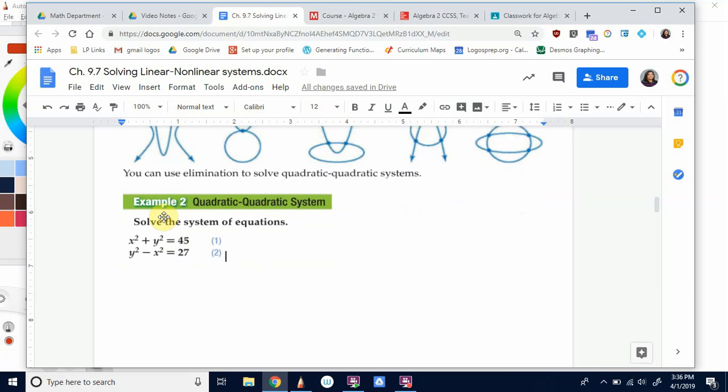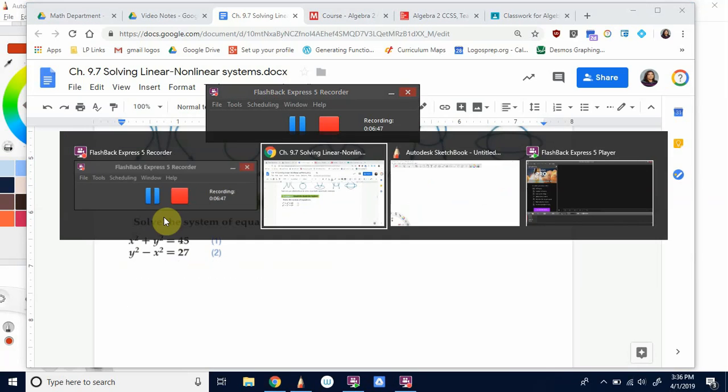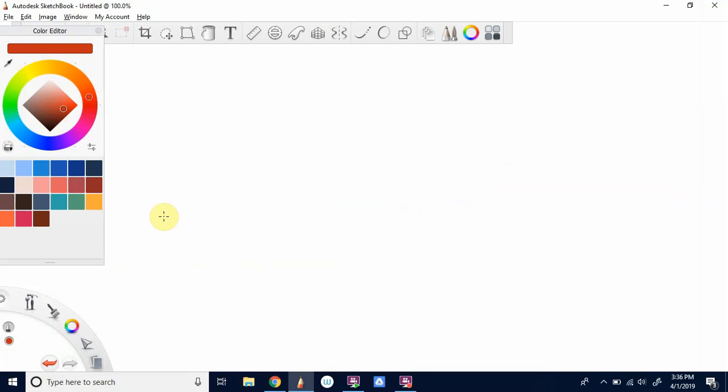So example 2, solve the system. We've got two quadratics, and it looks like we have a hyperbola and a circle. So the first thing we need to do is we have to know how to graph these. If they're quadratics and they're conics, we've got to know how to graph them. So let's go and graph these equations.